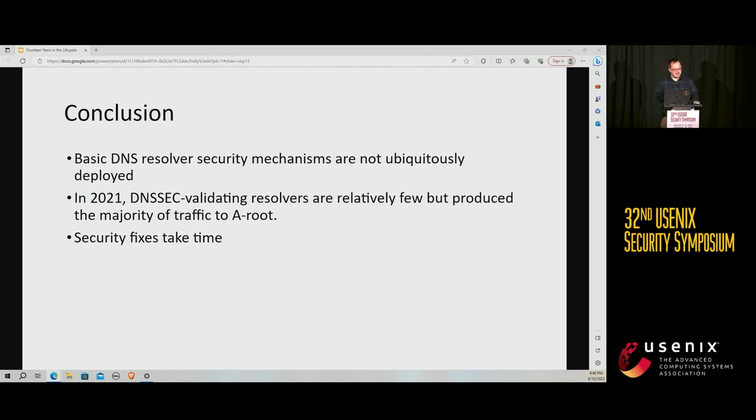In 2021, DNSSEC validating resolvers are relatively few, but produce the majority of the traffic to the root. This shows that DNSSEC deployment may be accelerating faster than the number of resolvers validating or not validating shows. And finally, security fixes take time.